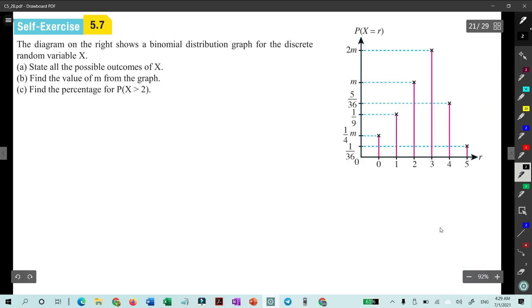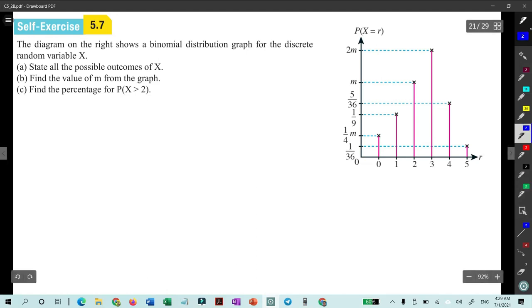Question number 5. Okay, the diagram on the right shows a binomial distribution graph for discrete random variable x. Section A, state all the possible outcomes of x. And B, find the value of m from the graph. And C, find the percentage of probability x greater than 2.